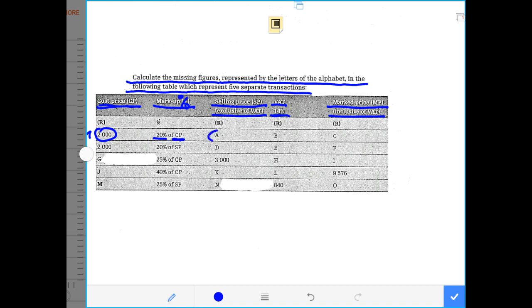And we don't have the selling price. That is what we are looking for. Therefore, if we are looking for the selling price, we can say the cost price of 2,000. Selling price is equal to cost price times 100%, don't forget, plus the markup percentage, of which the markup percentage is 20%.